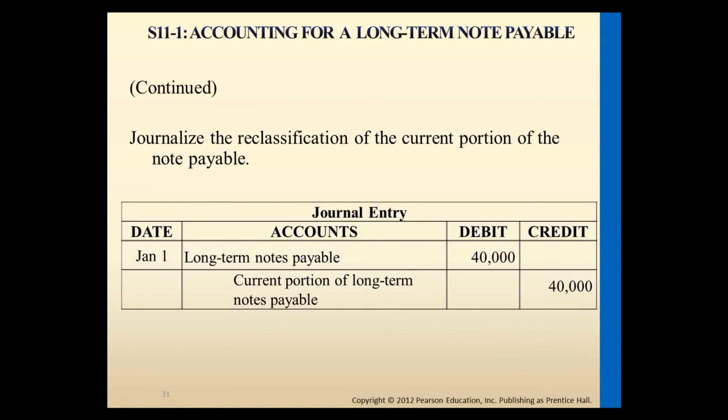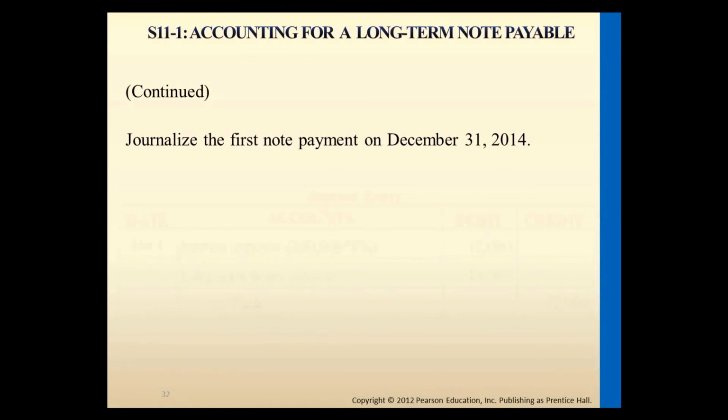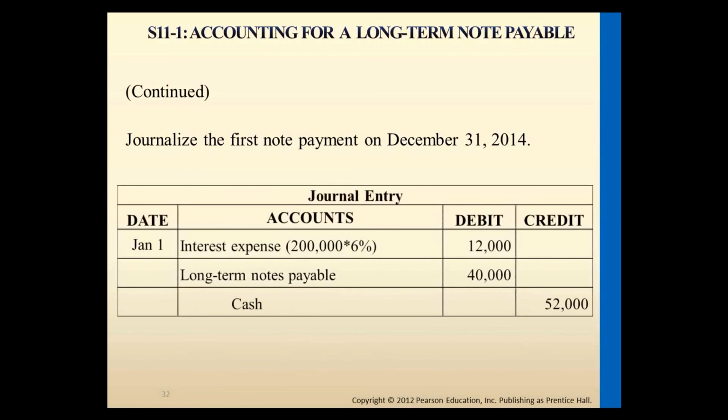So when it comes to the first year's payment, earlier I was asking you where this current portion went. We just do this reclassification once, meaning that this $40,000 actually represents every single year's current portion. So when it comes to the first year end $40,000 payment, we're still reducing this long-term notes $40,000.